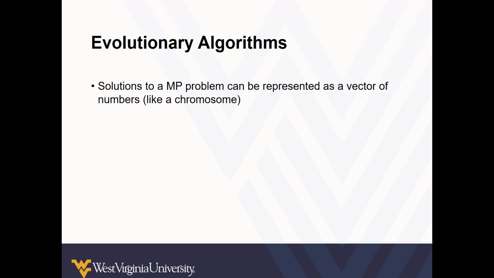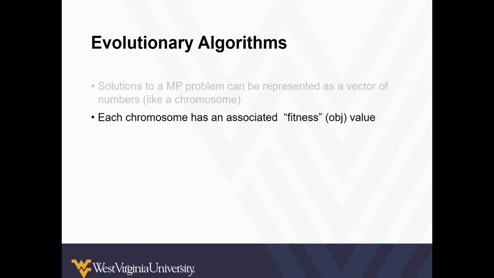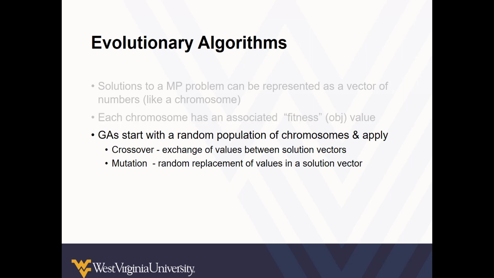So genetic algorithms start with a set of chromosomes or numeric vectors representing possible solutions to an optimization problem. The individual components or numeric values within a chromosome are referred to as genes, and new chromosomes are created by crossover and mutation. Crossover is the probabilistic exchange of values between solution vectors, while mutation is the random replacement of values in a solution vector.